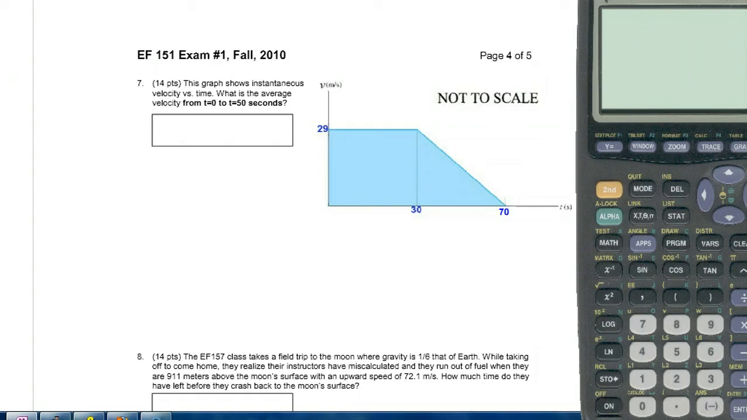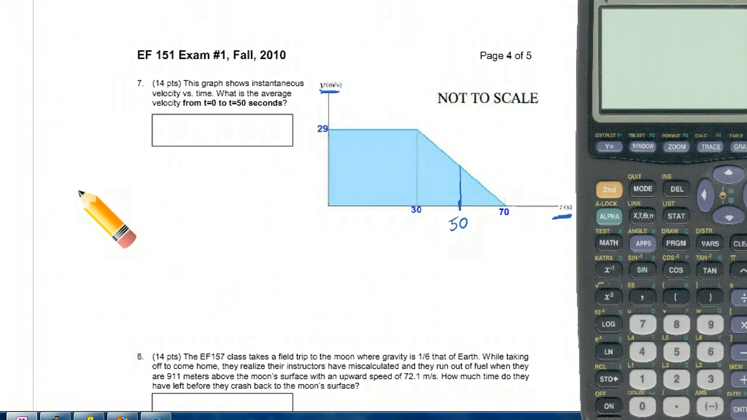And we got number 7. We see a graph. We have hopefully in our notes somewhere. First thing is to look at what graph it is. It's velocity versus time. Okay, and it tells us that up here. What's the average velocity from 0 to 50 seconds? So be careful. We're looking at this time right here.